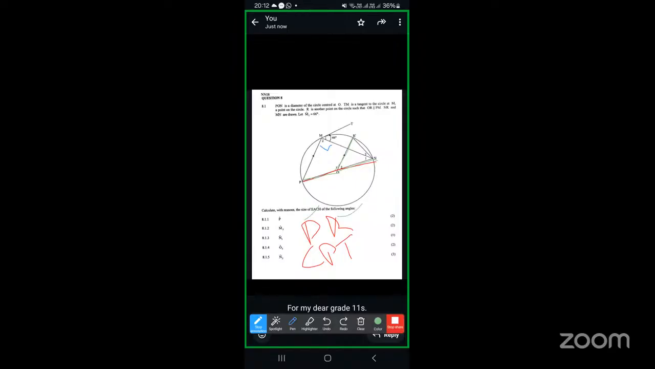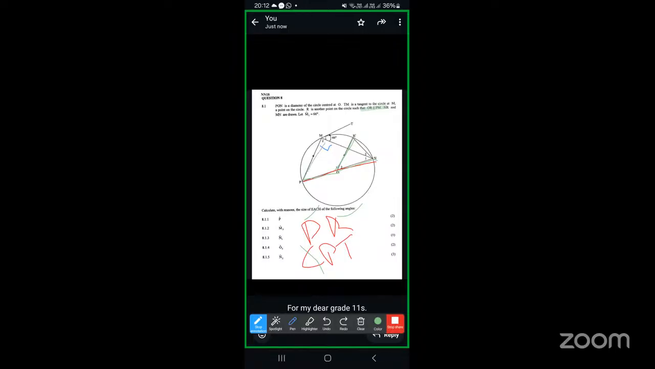Then we can go for C. Is there a cyclic chord? No, there's no cyclic chord in the diagram, unless maybe I can't see it. But if you guys see it, you can just let me know and shout it out. Then we go for P, which is parallel lines. We were given in the statement that OR, which is this one right here, is parallel to PM, which is this one.